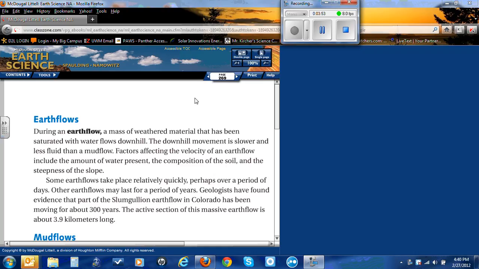Some earth flows take place relatively quickly, perhaps over a period of days. Other earth flows may last for a period of years. Geologists have found evidence that part of the Slumgullian earth flow in Colorado has been moving for about 300 years. The active section of this massive earth flow is about 3.59 kilometers.